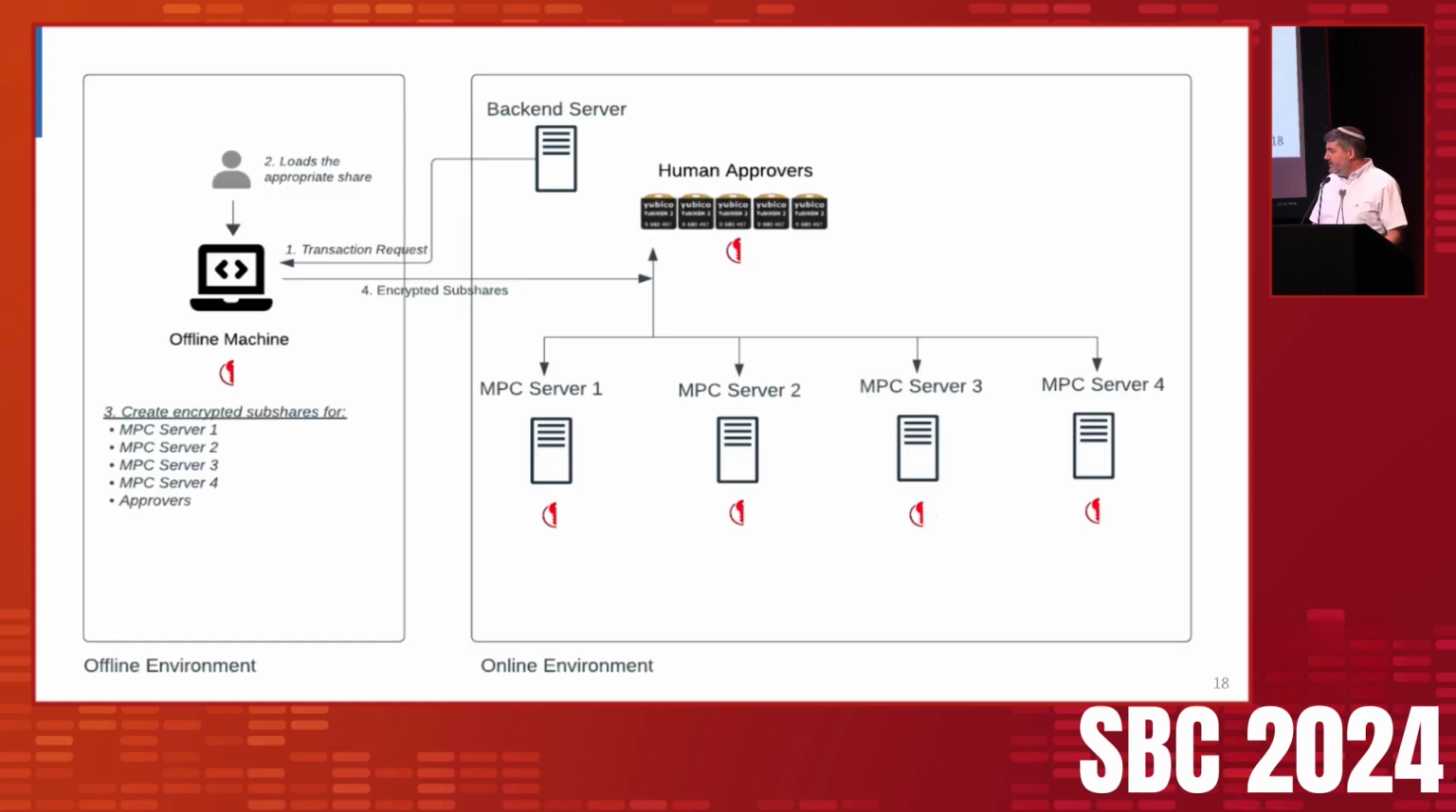So this is the way it looks. You can see that step number 1, you have a transaction request over here. Then the offline machine will sub-share and generate the sub-share to each of the parties, encrypt them and output them to the system. And of course, you have some operator in the offline system which is going to load the appropriate share for the asset key.